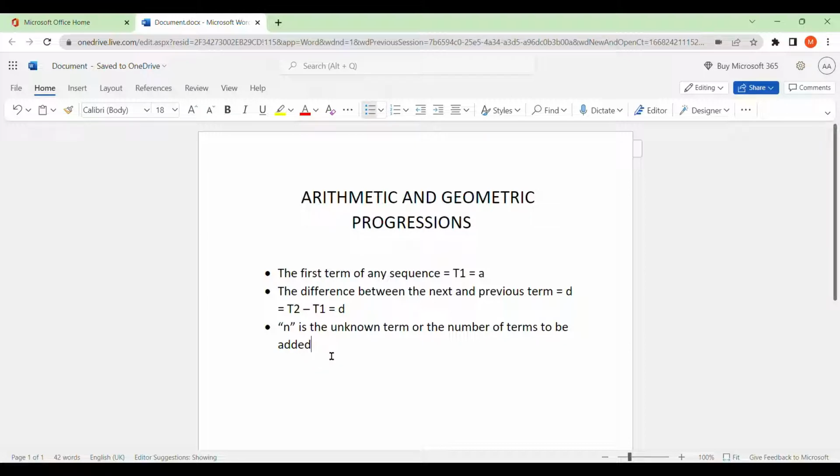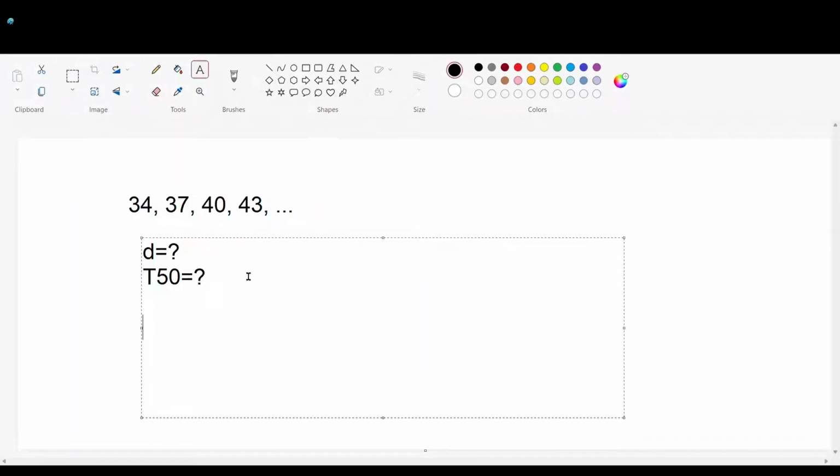If it's asking for the sum of n terms, n is the number of terms to be added. If it's asking for the Tn, which is term n, n is the unknown term which you need to find out. Let's move on to our first formula, which is the nth term is equal to a plus n minus 1 times the difference. For example, here we have an arithmetic sequence 34, 37, 40 and 43 and so on.